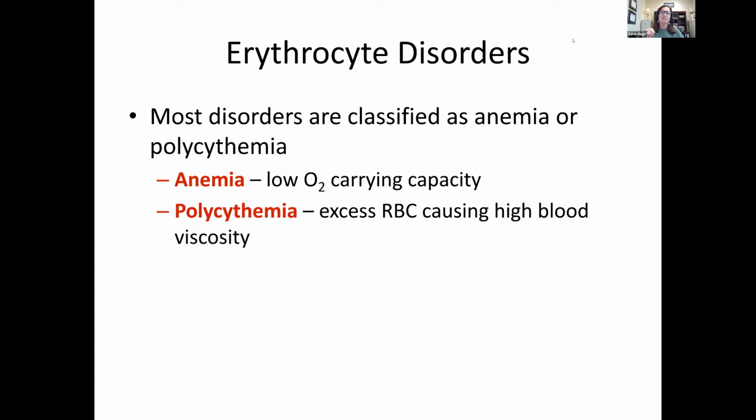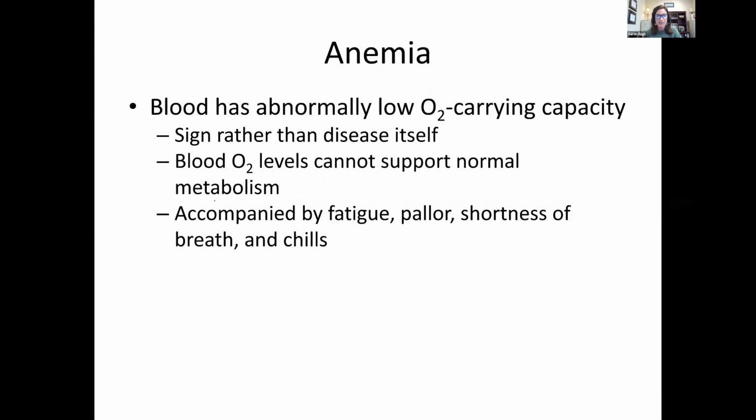Polycythemia, poly means many. And so polycythemia essentially means that someone has too many red blood cells and it's causing the blood to be sludgy. It's causing a high blood viscosity. So that's how we classify the two main types of red blood cell disorders. It's either anemia, you're not carrying enough oxygen, or polycythemia, you have way too many red blood cells and your blood is thick. So I want to spend a little bit of time talking about anemia because we're going to talk about all the different kinds of anemia because there are a lot of different kinds.